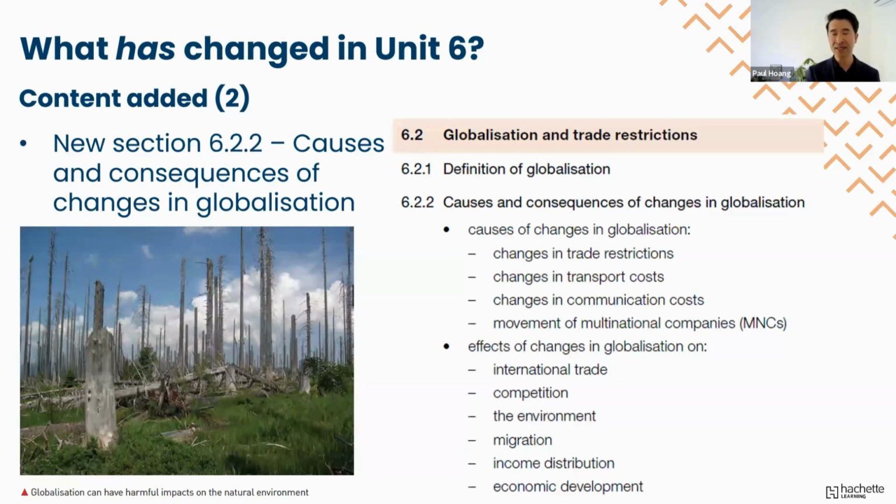In the outgoing guide, the title of Unit 6 is International Trade and Globalization. But the only thing we learn about globalization in the legacy guide is the definition. So in the new guide, they still call it International Trade and Globalization, but you can see there, it's a much bigger section. So please allow enough time to teach the content there, causes and consequences of changes in globalization, and the effects of these changes on those things there, including the environment.